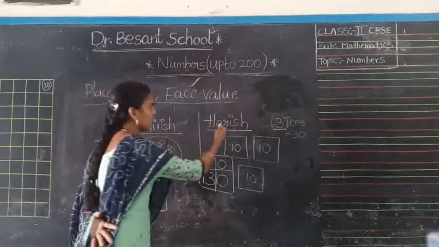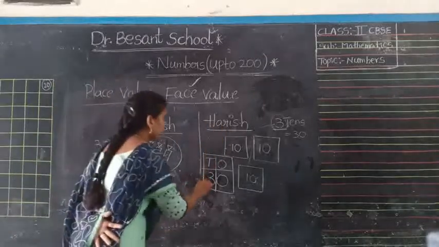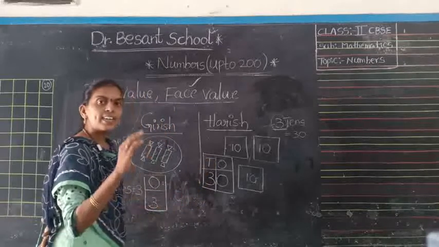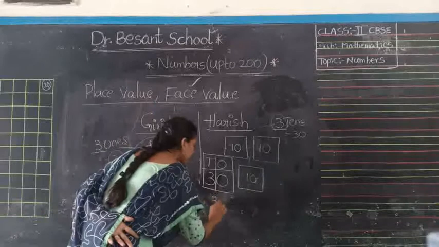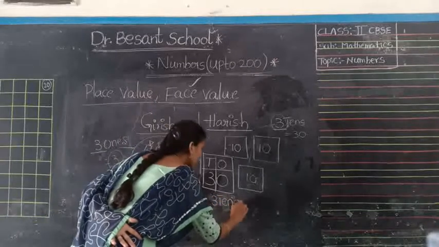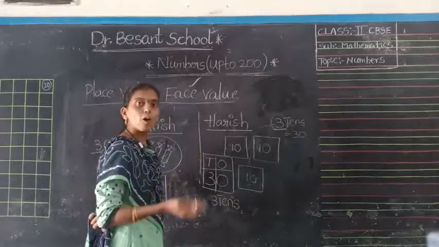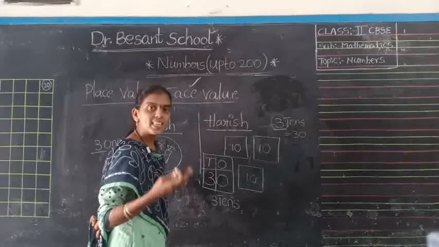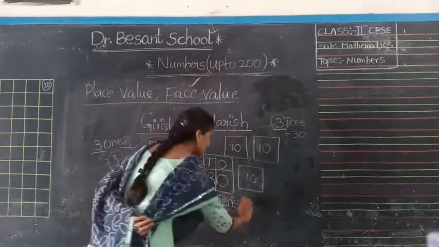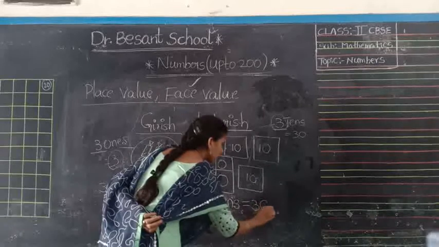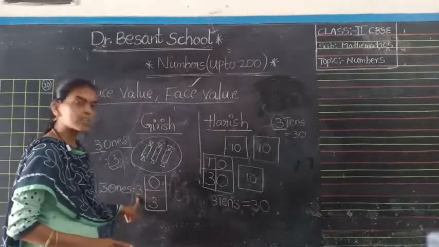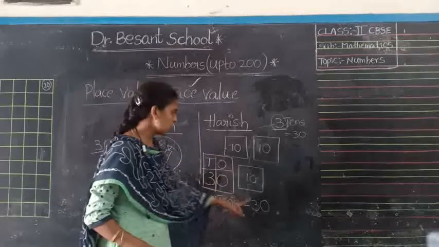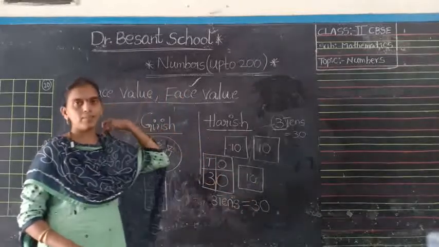Now if you see the Harish column, here the 3 is in tens place. Tens place means 3 tens. 3 tens is how much? 3 tens are 30. So 3 tens means here 30. So when the 3 is in ones place, the value is 3. When the 3 is in tens place, the value is 30.